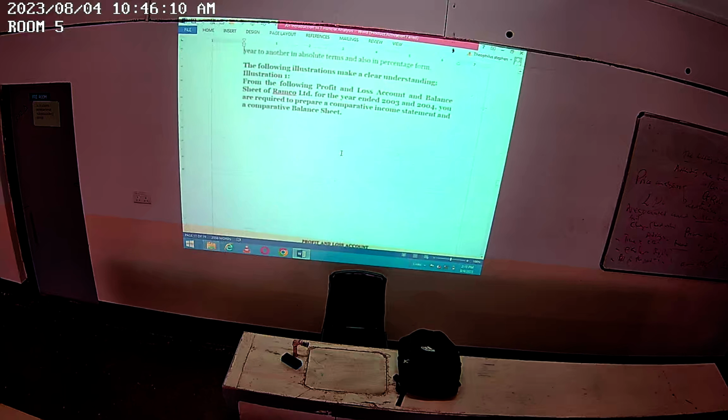The following illustration makes for clear understanding. Illustration one: from the following profit and loss account and balance sheet of Lamco Limited for the year ending 2003 and 2004, you are required to prepare a comparative income statement and comparative balance sheet.